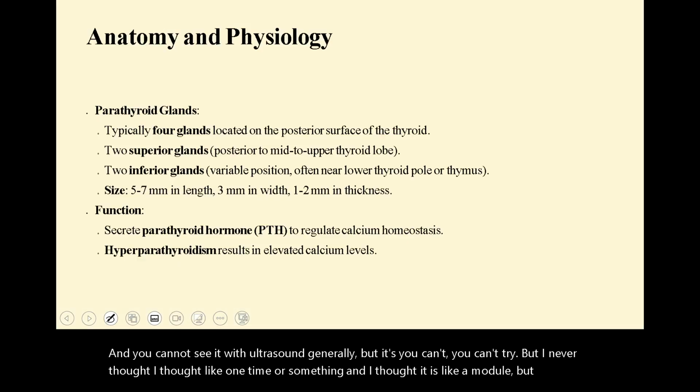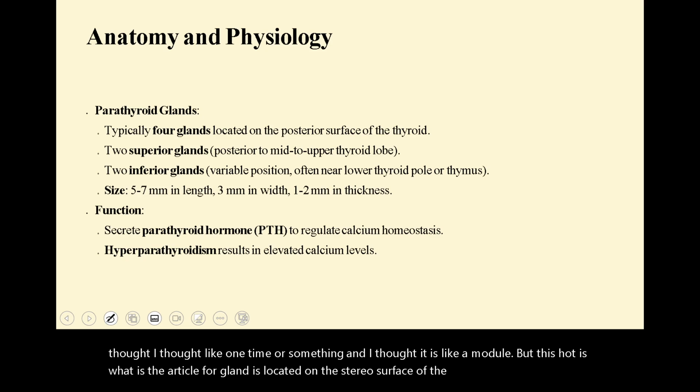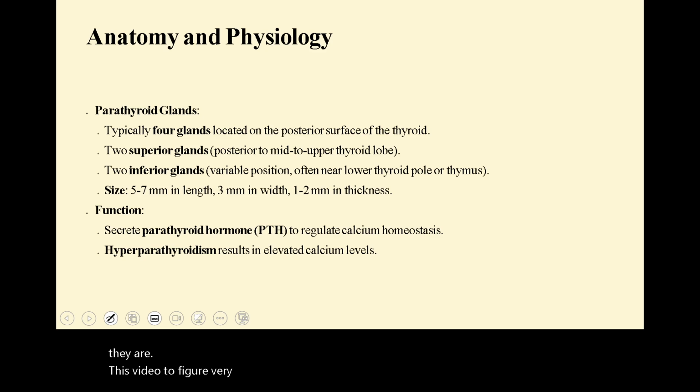There are typically four glands located on the posterior surface of the thyroid from the back, and they are two superior, two inferior, very small, like half centimeters, and the function is to secrete parathyroid hormone.